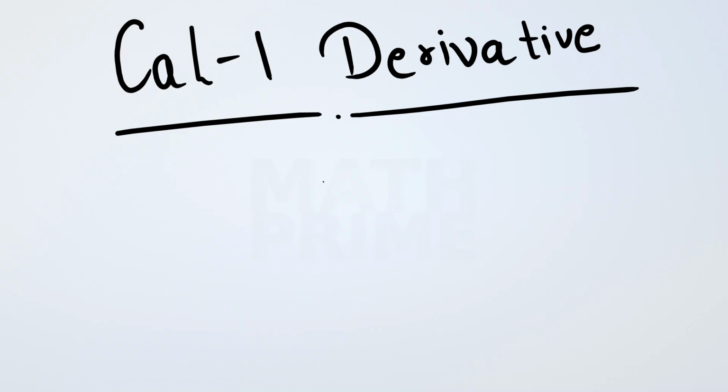In this video, we will understand calculus, first part: derivative. In this video we will cover only the basic derivative. Derivative is denoted by this sign, where, let's say, here y, we have to find the derivative with respect to x.